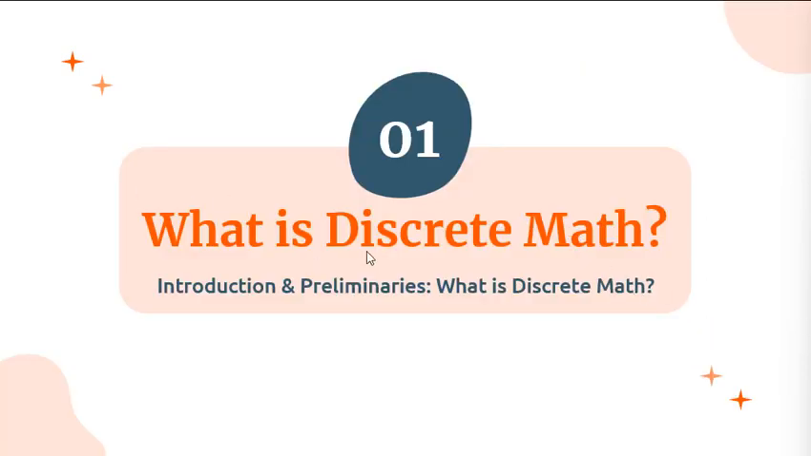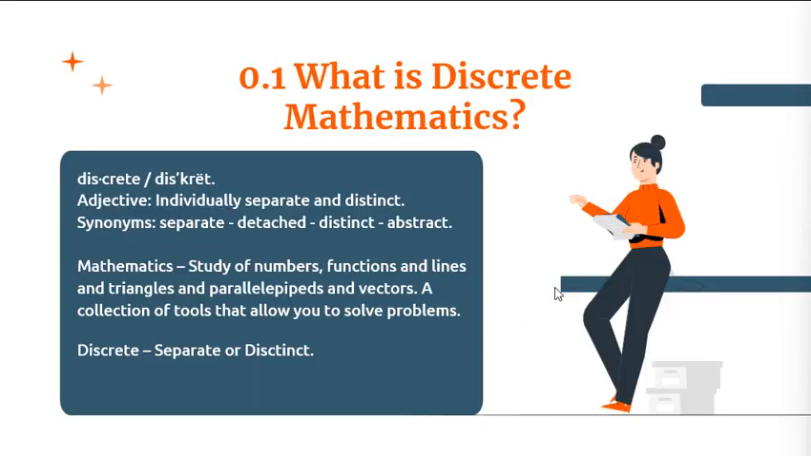So firstly, what is discrete math? It is an adjective meaning individually separate and distinct. Its synonyms are separate, detached, distinct, or abstract. So that is the basic meaning of discrete.